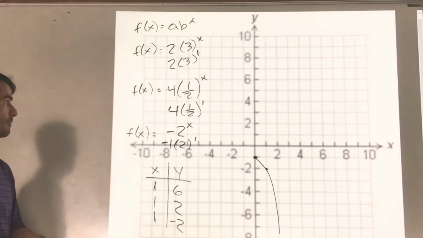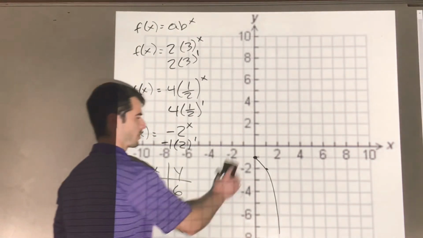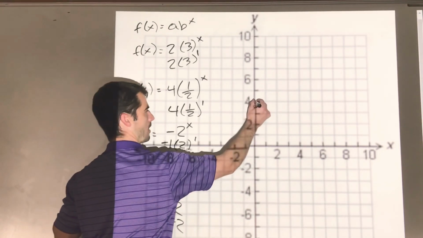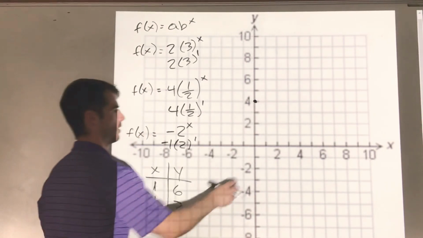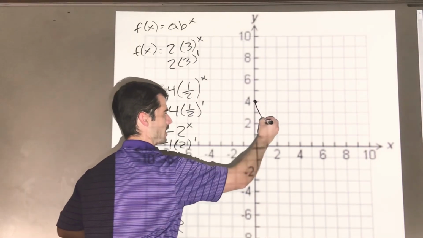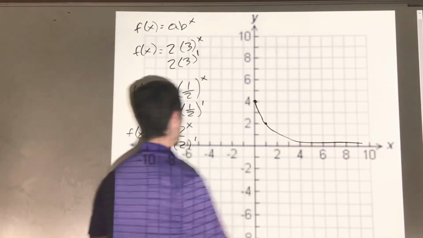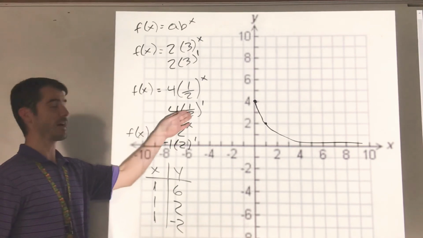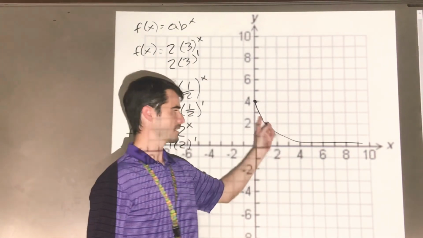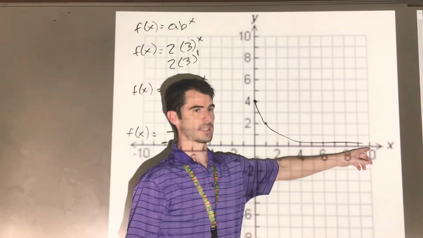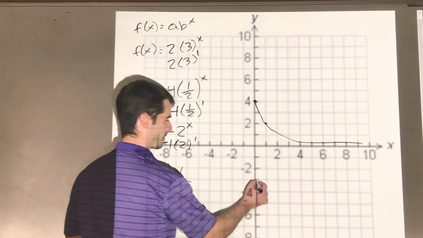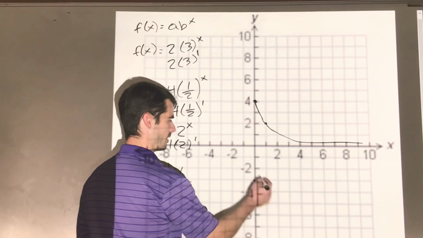Now, one thing I forgot to mention when I did this one, let me go back to it real quick. Our y-intercept was 4, and our coordinate was plugged in 1, we got out 2. Anytime we have a b value less than 1, as we move to the right, it is going to get closer to the x-axis.